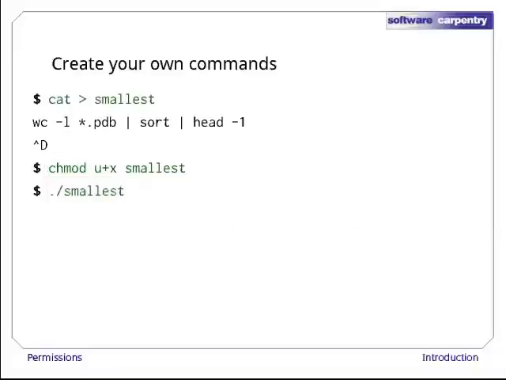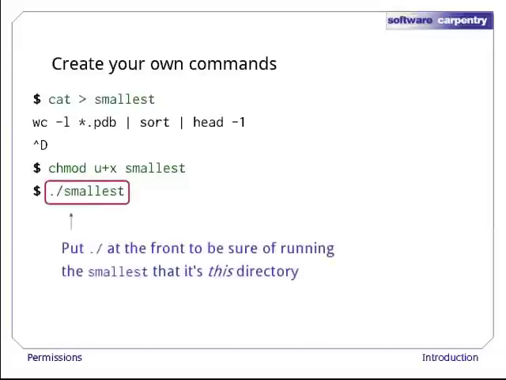And now let's run smallest by typing in its name just as we would type in the name of any other program. To be sure we're getting exactly the file we just created, we type ./smallest to tell the shell that we want the smallest that's in the current working directory. This guarantees that even if there's another program called smallest somewhere else on the computer, the shell will run ours.